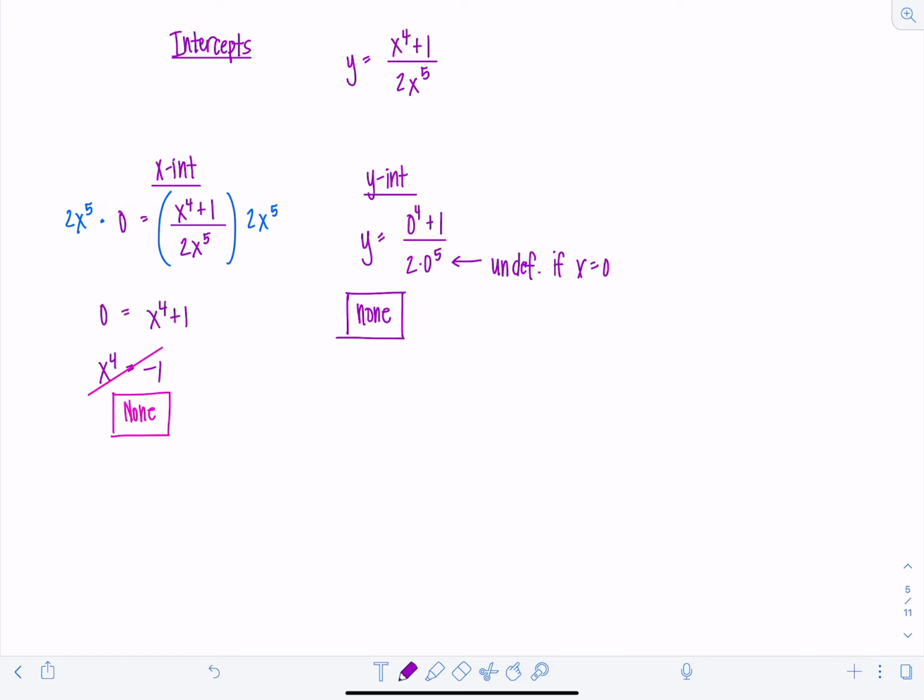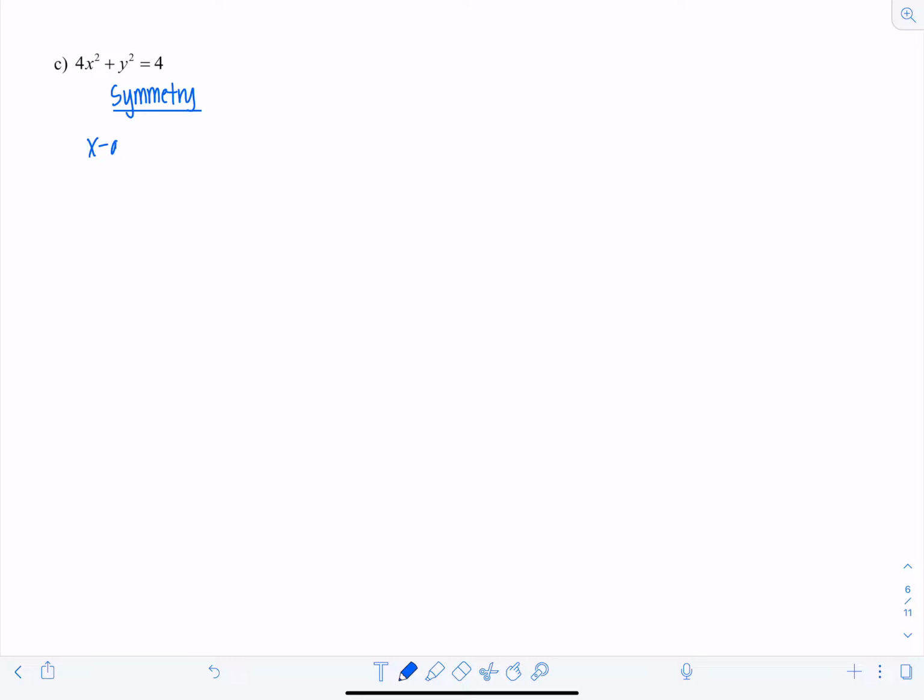Okay, last example here. 4x squared plus y squared is equal to 4. So let's start off, let's test for symmetry. So we'll check for x-axis symmetry first. So remember, I'm going to substitute in negative y for y, put those parentheses around the variable. Exponent goes outside of it, okay, equals 4. So then I have 4x squared. If I square negative y, it becomes positive. Is this the same as the original equation? It sure is. So yes, we have x-axis symmetry.